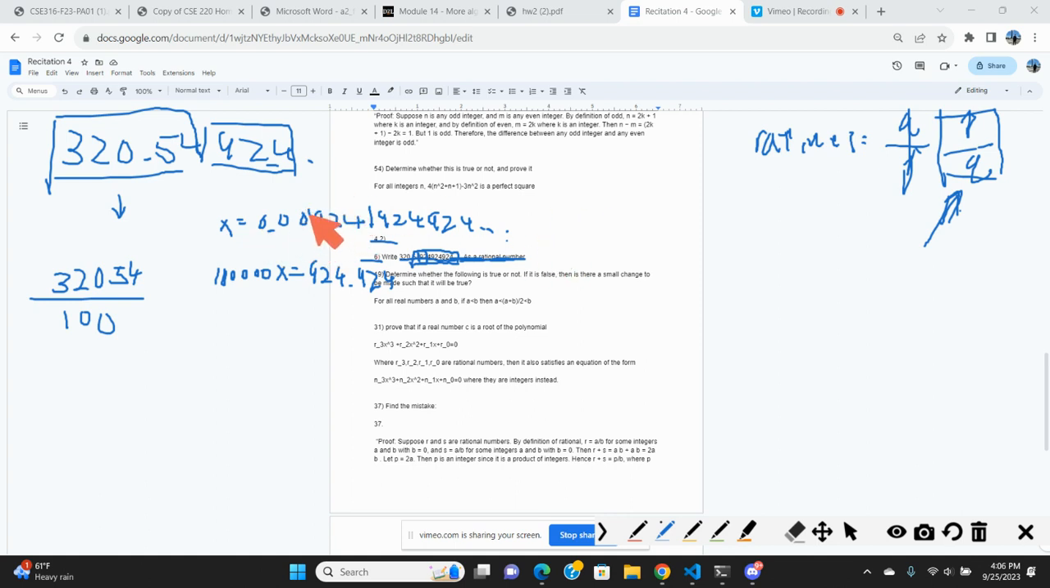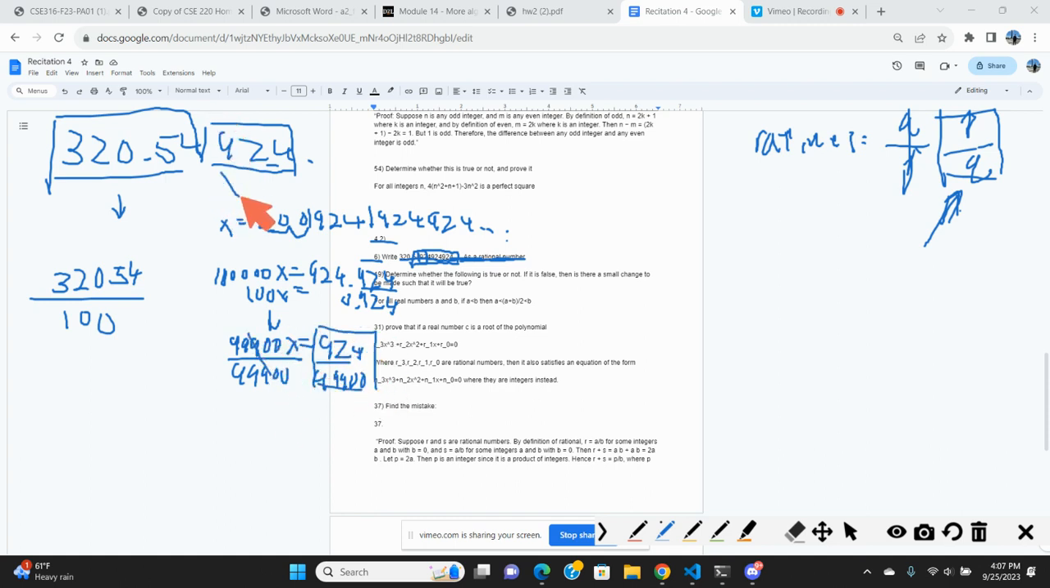But this time we don't need an integer part. We just want to get rid of this part. To do that, we need to shift it 2 places, where 100x is equal to the repeating part of .924. Now all we have to do is subtract, and we get that 99,900x is equal to 924, which is now in integer form. So we can divide both sides by 99,900, and x is equal to this.